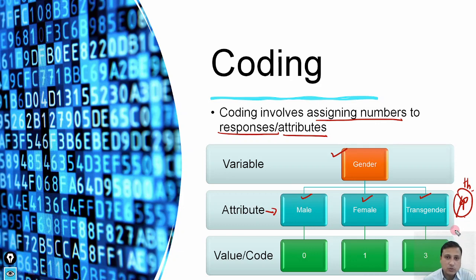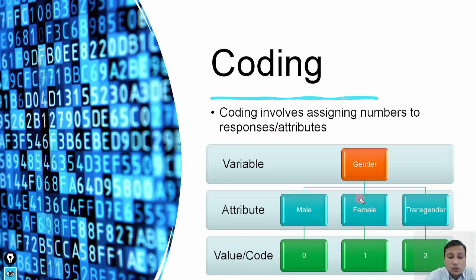That is called exhaustive. One more characteristic of this attribute is mutual exclusiveness. What is mutual exclusiveness? There will be no overlapping. If a particular respondent opts for this category, then at the same time he cannot opt for the other category like female or transgender. Or if someone opts for transgender, then at the same time he cannot opt for the other category that we have offered. So that is the meaning of mutual exclusiveness. Fine. Now let me take you to the coding.